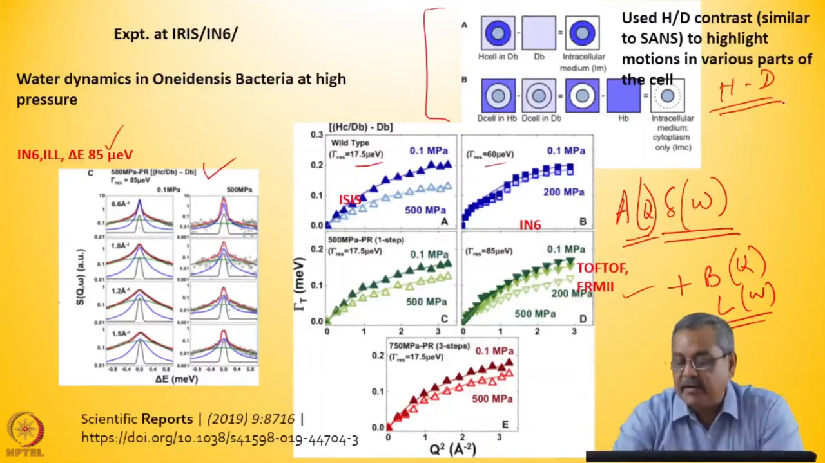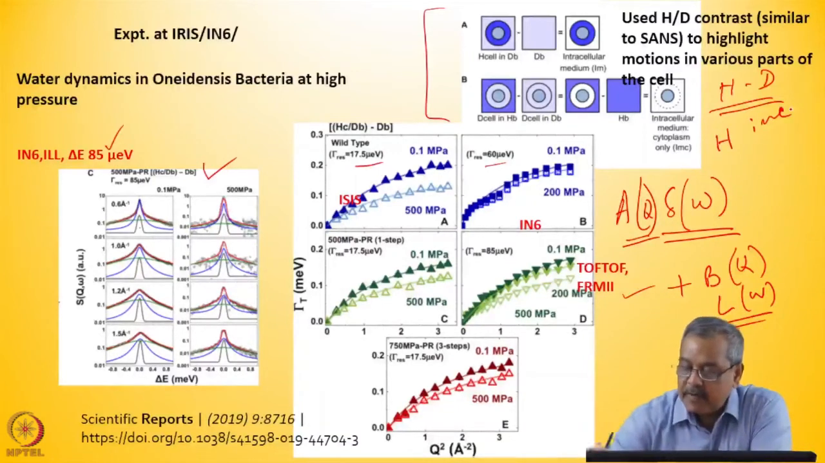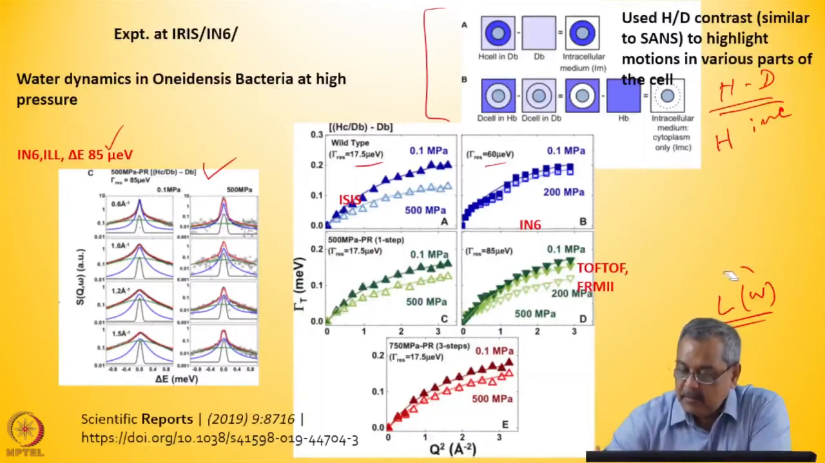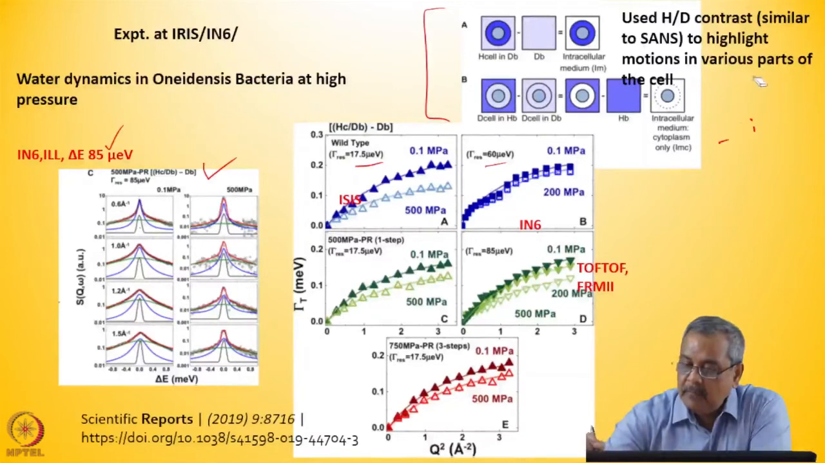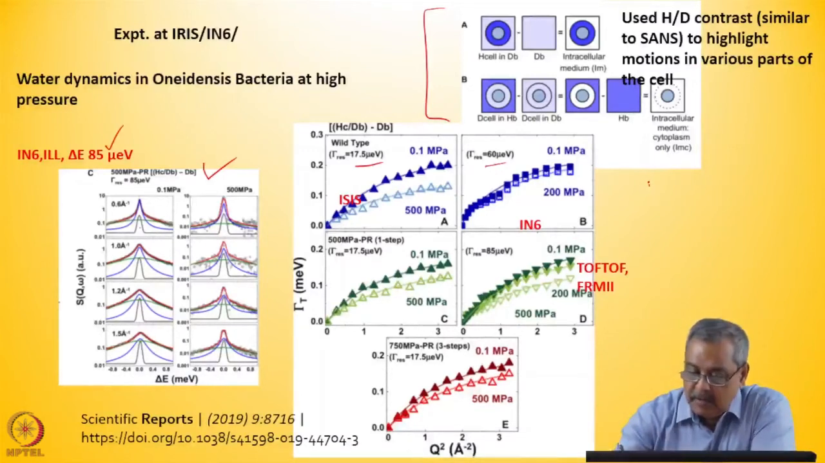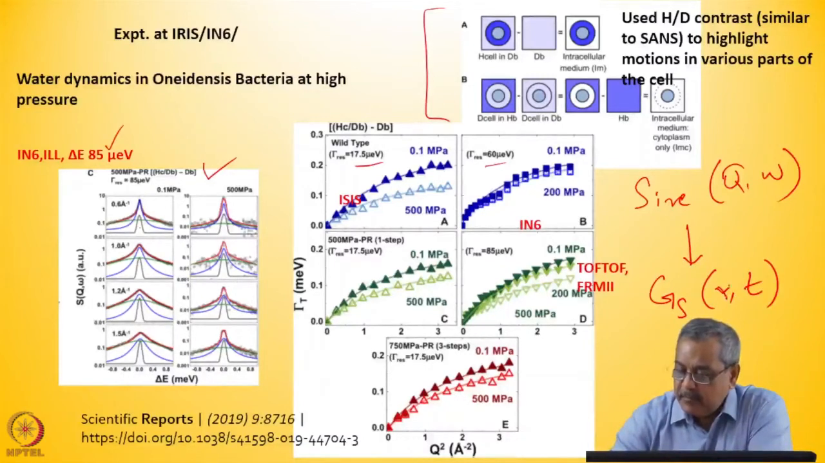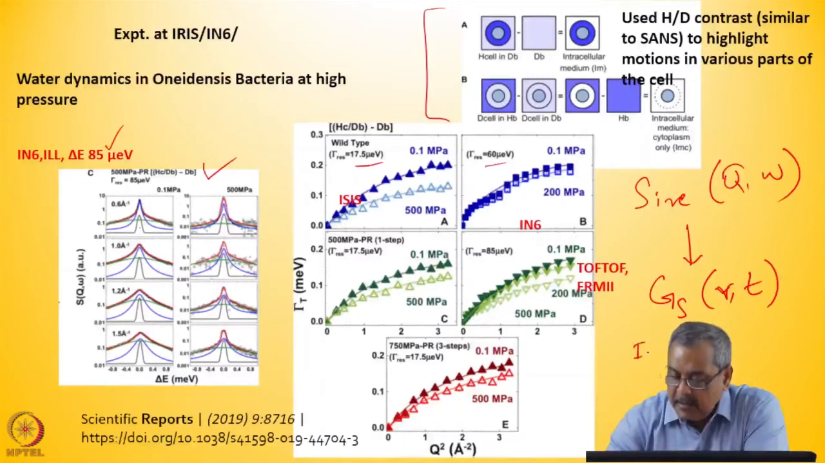In case of quasi-elastic neutron scattering, we know that hydrogen has the largest incoherent scattering cross section, which is nearly 80 barns. We are aware of that part. So if we replace hydrogen with deuterium in parts of the bacterial cell, then we can highlight the diffusion of hydrogen, because for its incoherent S(Q, omega), it is the self-correlation, and for measurement of this we need something which has large incoherent scattering, in this case hydrogen.